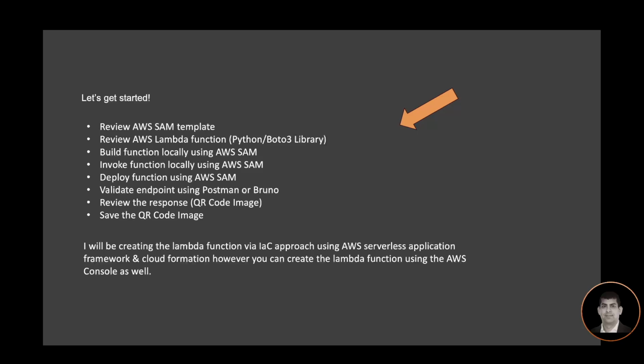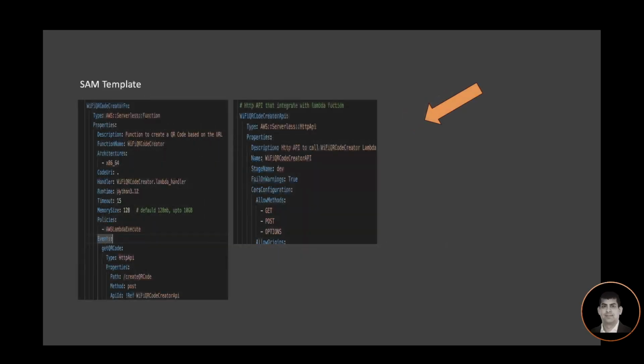I'll be creating it via an infrastructure as code approach using the AWS Serverless Application Model. That's my preferred approach. However, you can create the Lambda function using the AWS console as well. So let's look at our SAM template here. We have two resources here. One is the function, another one is the API, and then of course we have various different parameters here.